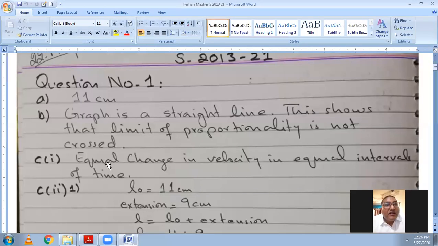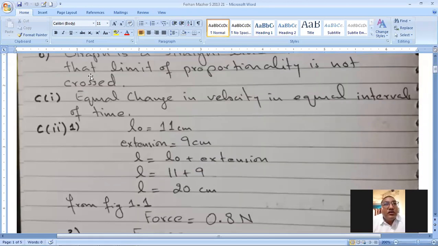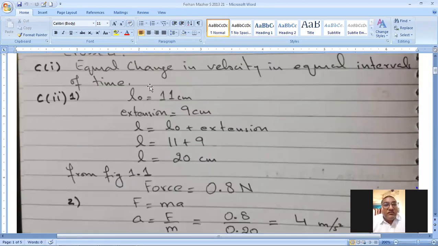I've written this answer also. Let me show you. Equal change in velocity in equal intervals of time. This is called uniform acceleration.